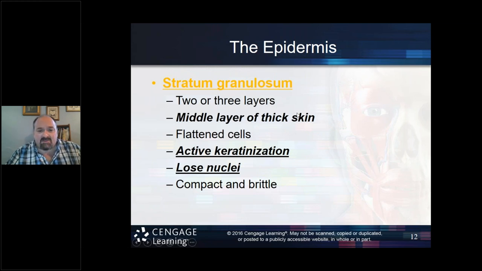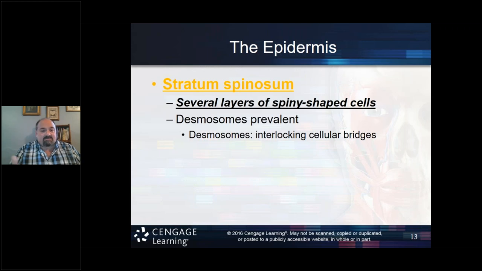Granulosum, this is the middle layer of thick skin. So it's number 3 as far as thick skin is concerned. Active keratinization is taking place. So really, we're producing keratin and replacing the cytoplasm of the cells with keratin in this layer. They're losing their nuclei, right? Okay? The spinosum. They call it this because of several layers of spiny-shaped cells. That's the reason why they call it the spinosum layer.